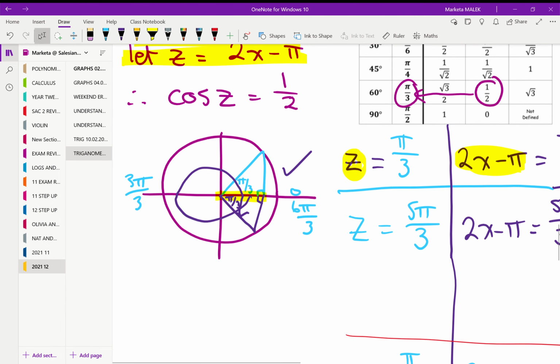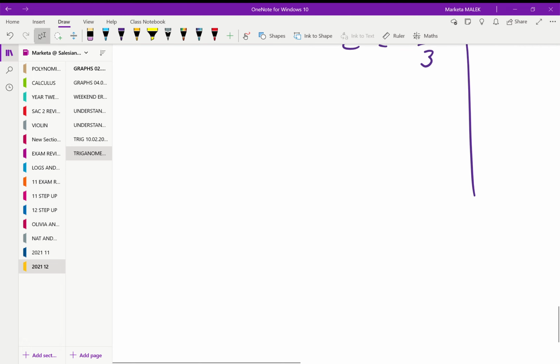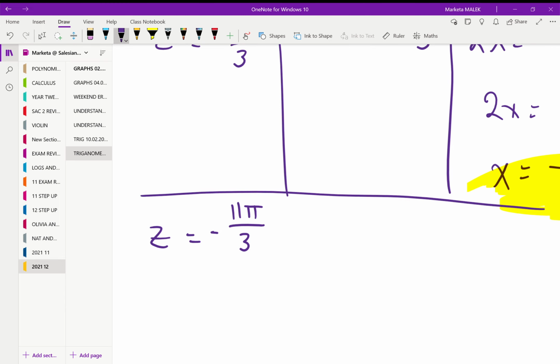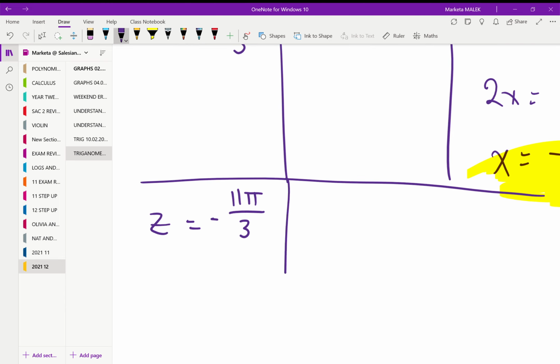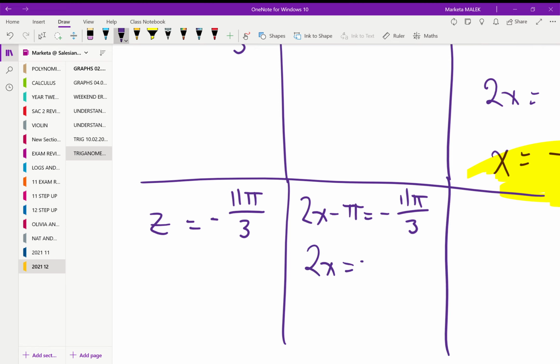And look, I think that's the last one, but let's go one more just to make sure, because you never know. So let's see, negative 3 pi on 3, negative 6 pi on 3, 9, 12, negative 12 pi on 3 plus pi on 3, negative 11 pi on 3. So let's do that. z equals negative 11 pi on 3. And that means 2x minus pi. And then, well, let's add 3 pi on 3 on both sides. So that's 2x equals negative 8 pi on 3.